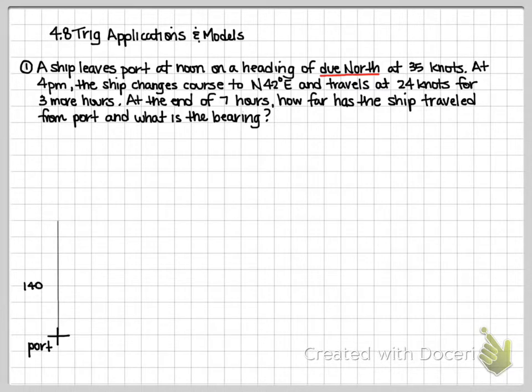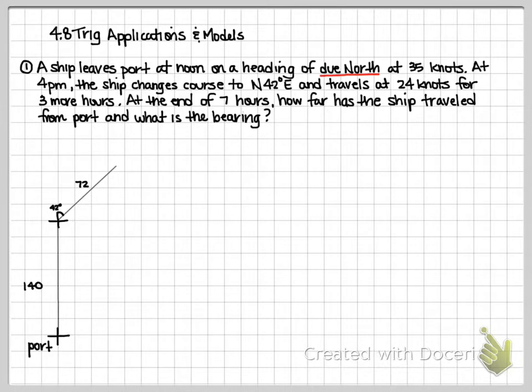Then from here, our ship is going to change direction. So let's draw a little compass up here again. This time it's going to be going northeast. So from that location, I'm going to go to the northeast. And then the bearing, again, comes from north towards the east, so that angle in there is going to be that 42 degrees that was given to us. Then it says that it's going to be 3 more hours at that 24 knots. So this distance up here, if I take 24 times 3, gives me 72.